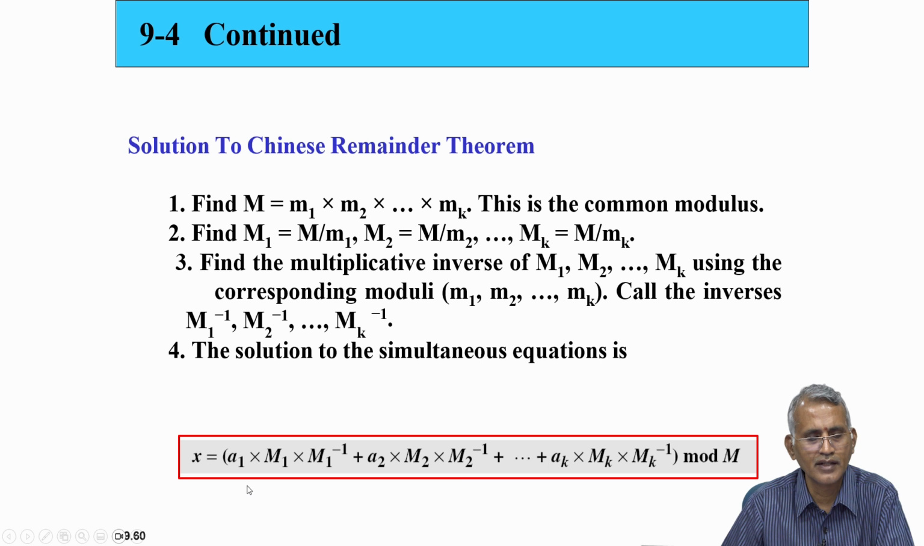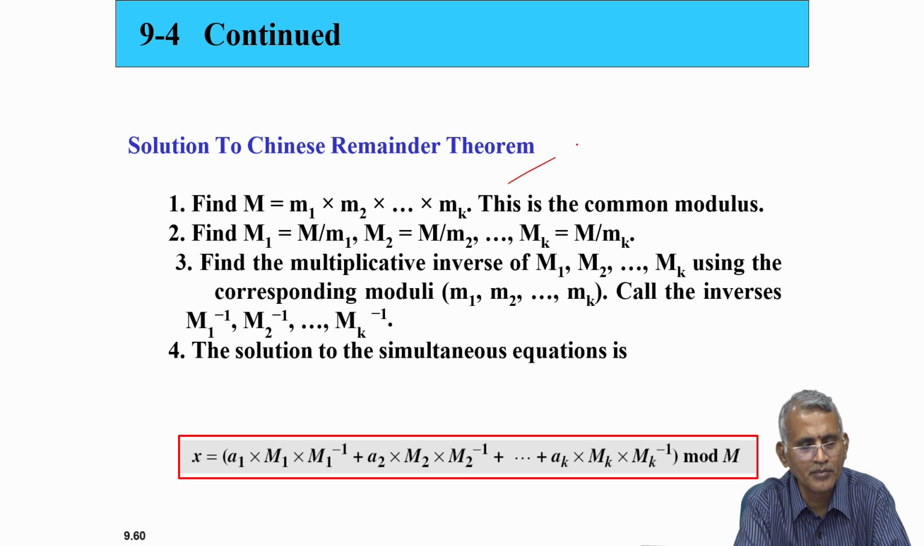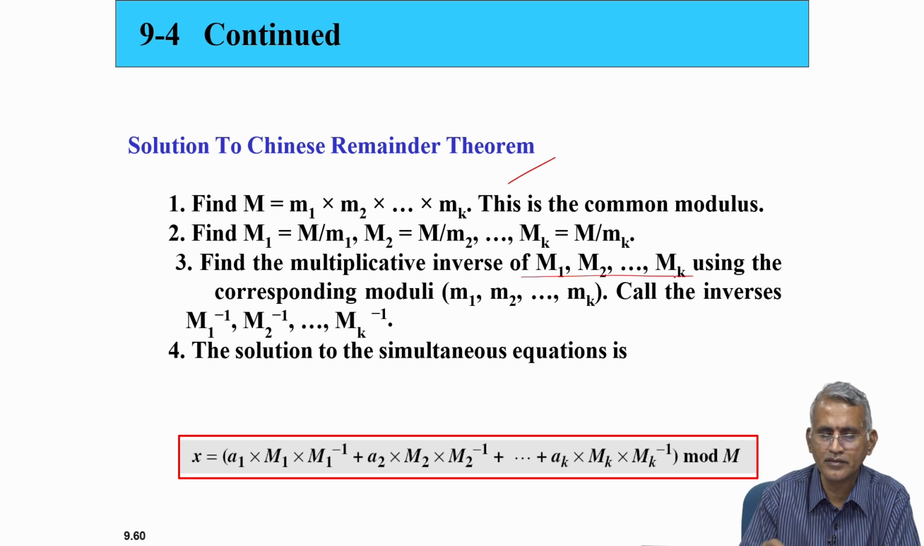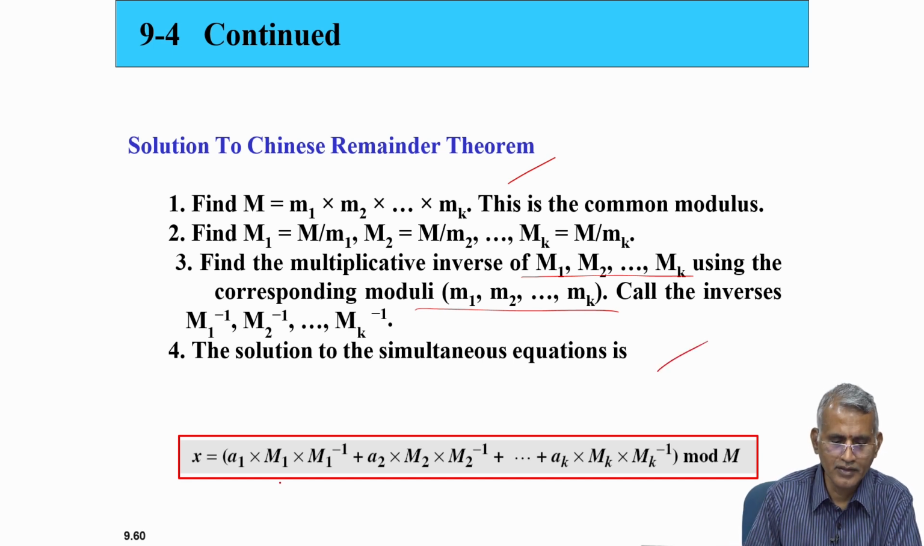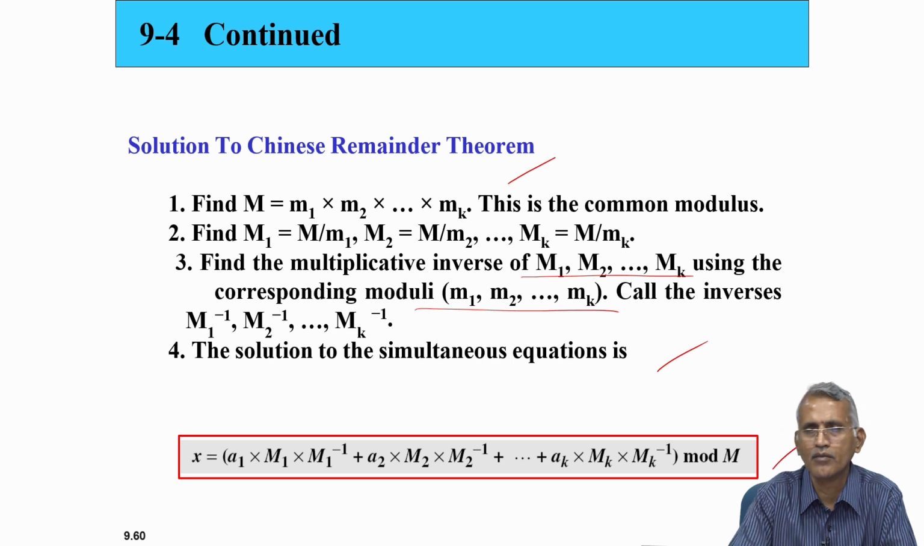For the solution using the Chinese remainder theorem, first take capital M as the product of the numbers given, m1 into m2 and so on to mk, and capital M1 is equal to capital M by m1, M2 equal to M by m2, and so on. Find the multiplicative inverses, calculate modulo the corresponding moduli, and the solution of the simultaneous equations arrives. This is the general formula: x is equal to a1 into M1 into M1 inverse and so on, up to ak into Mk into Mk inverse under modulo M.